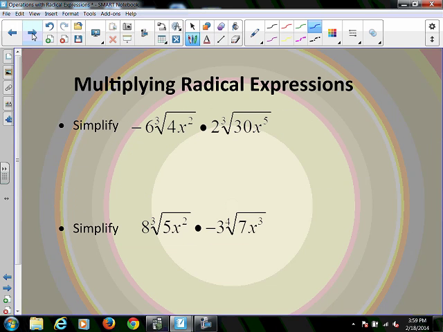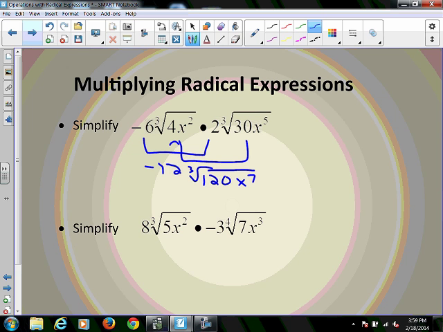Alright, let's look at this first problem. First thing we look at is we're multiplying, so we just look at the indexes. They're the same. So we do outside times outside, then we do inside times inside. Leave the index the same. Now we need to simplify.